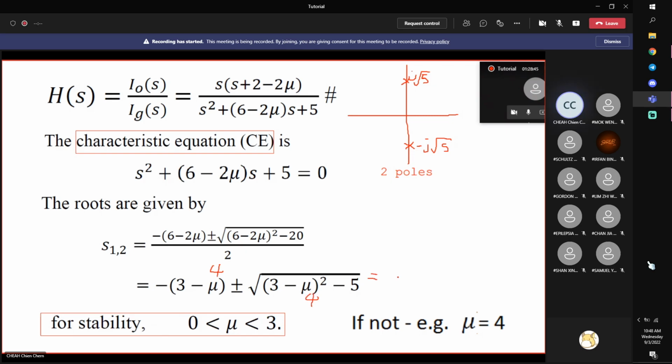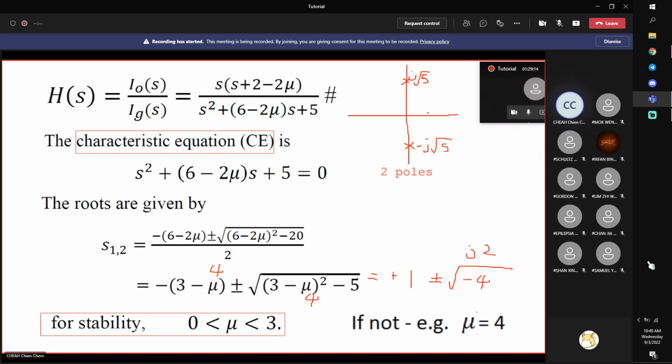Then you get actually positive 1. Right? 3 minus 4 is negative 1. Negative, negative become positive. And then here is still imaginary. 1 minus 5. Right? 3 minus 4 is negative 1. Negative 1 squared is 1. 1 minus 5 is negative 4. Okay, which means that this is equal to j2.